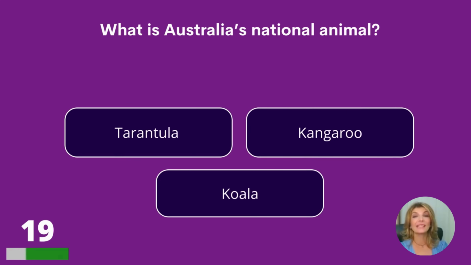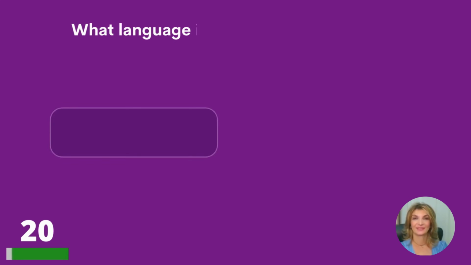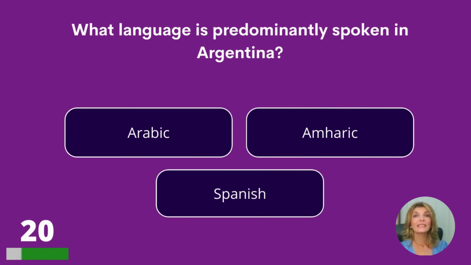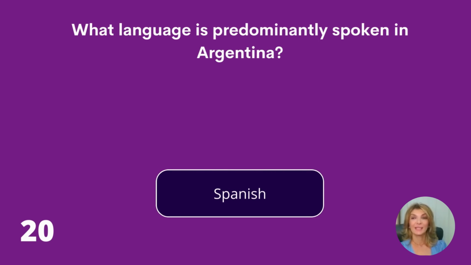What is Australia's national animal? The tarantula, kangaroo, or koala? The kangaroo. What language is predominantly spoken in Argentina? Arabic, Amharic, or Spanish? Spanish.